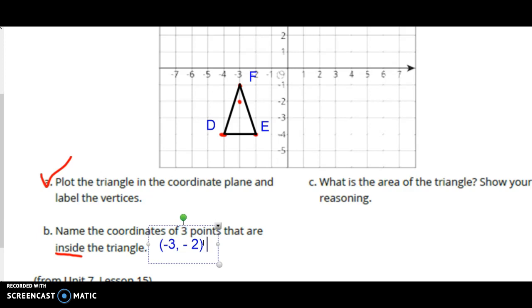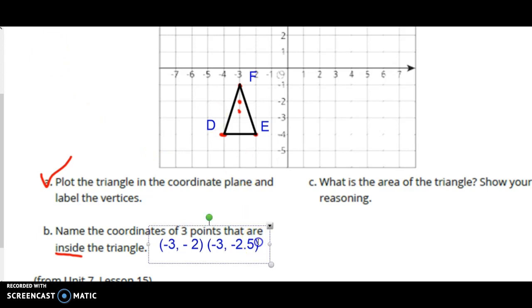Okay, now I have to come up with one more. I know that, again, there's only 2 points on perfect intersection, so I'm actually going to use a decimal. So I'm going to stay on my -3 line, and then halfway between -2 and -3 is -2.5. So that point would be plotted right here. Right? So you on your own, go ahead and do one more point on the inside of the triangle.